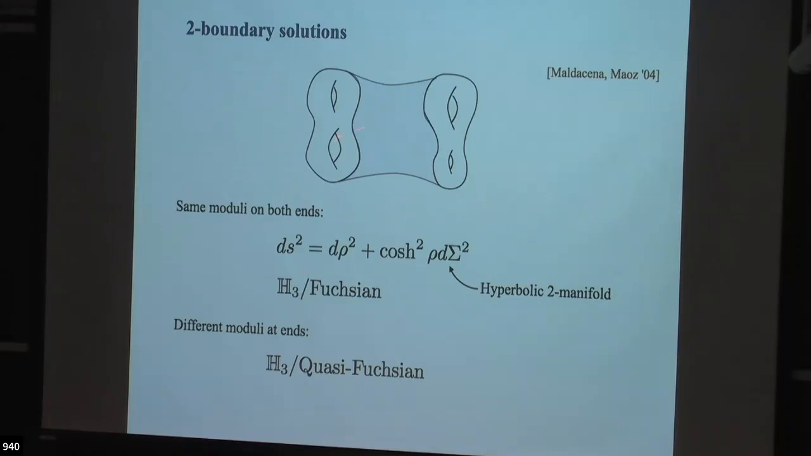This is what the solutions look like. It has the topology of a hyperbolic two-manifold times an interval. Okay, so this is a three-dimensional wormhole. You should think of the horizontal as the radial direction of AdS/CFT. So there's one boundary over here, and then there's a second asymptotic boundary. So it's a Euclidean AdS solution with two asymptotic boundaries, and the metric is really easy to write down. It just looks like this, with rho the radial direction. And you can also easily check that this satisfies the Einstein equations whenever the two-manifold is hyperbolic.